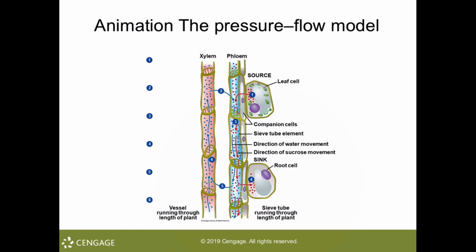At the sink, the sugar is unloaded by various mechanisms, both active and passive transport, and with the loss of sugar, the water potential in the sieve tube element at the sink increases. It becomes less negative. Hence, water moves out by osmosis to the surrounding cells. Most of this water diffuses back into the xylem and is transported upward yet again.